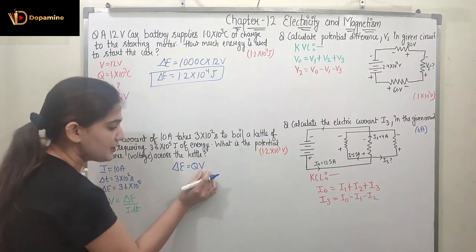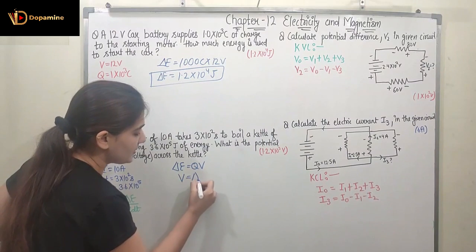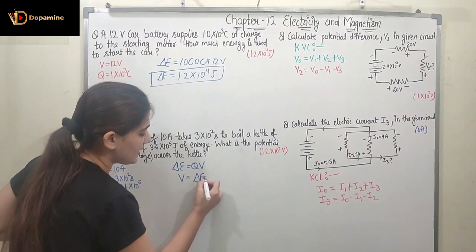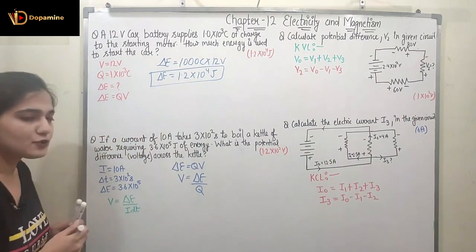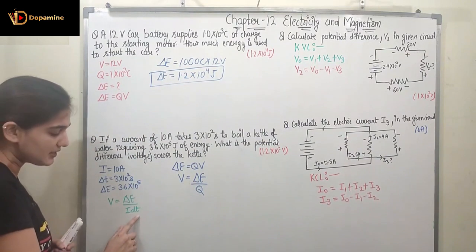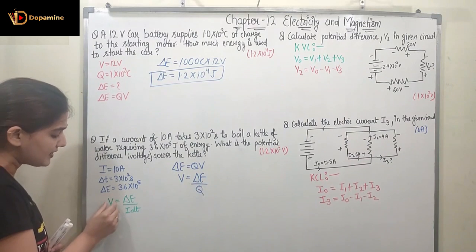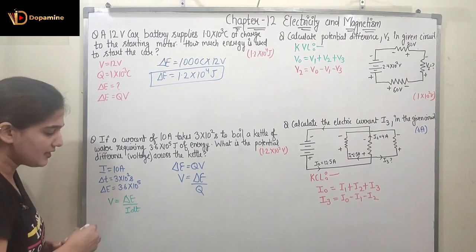Now I need to find the potential difference, so I will take the charge in the denominator. So V is equal to delta E upon charge. Charge can be represented as current times time, I delta t, so I can use this formula and write V is equal to delta E upon I delta t.